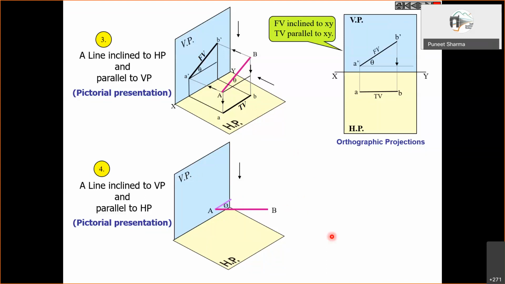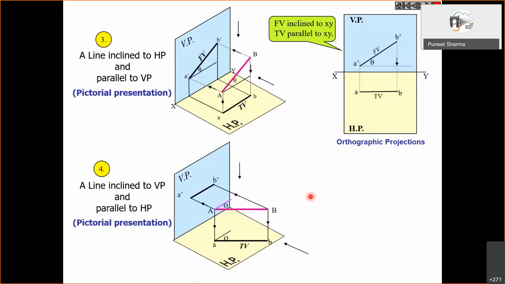Now we consider the top view, small a, small b, and here what we observe is that this top view will give us the same inclination with the XY, whatever is the inclination of the line with the vertical plane.